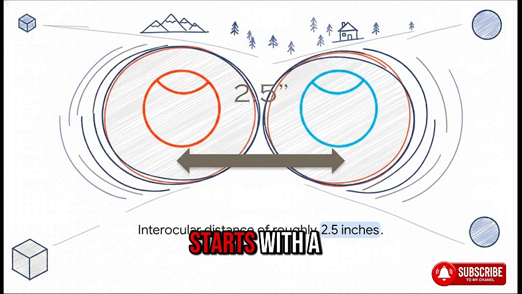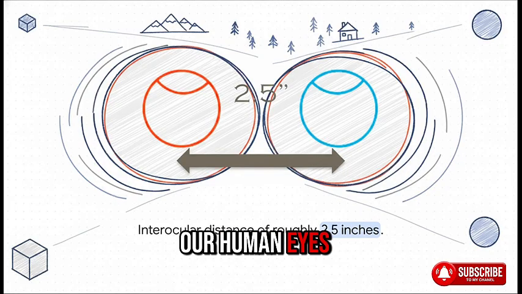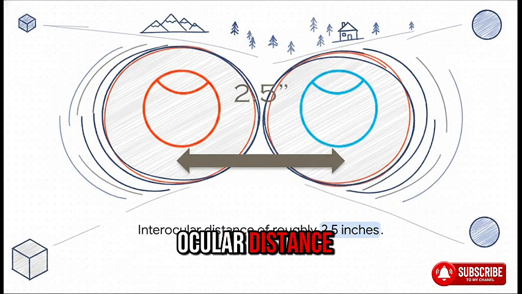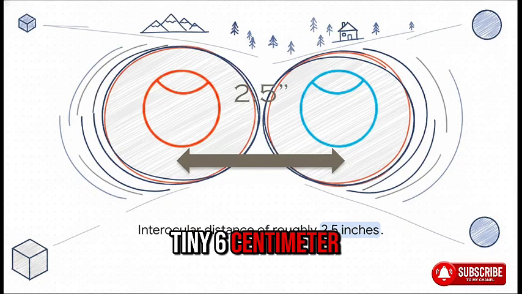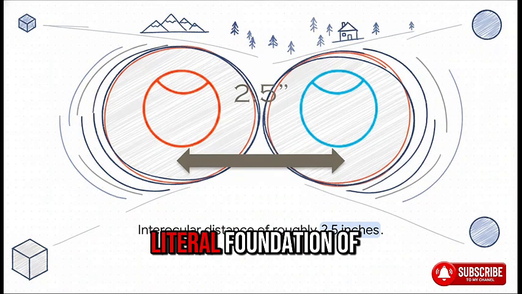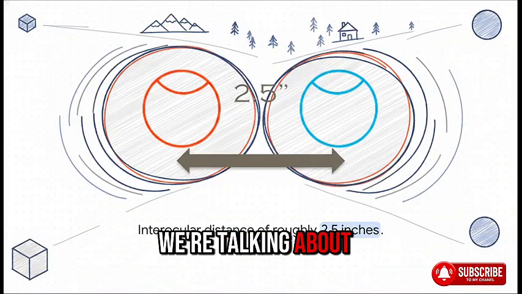So it all starts with a biological anchor. Think about your own face for a second. Our human eyes are spaced roughly 2.5 inches apart. That's your inner ocular distance. Because of this tiny 6-centimeter gap, your left and right eyes are constantly taking in the exact same scene, but from slightly different angles. This horizontal offset is the literal foundation of everything we're talking about today.